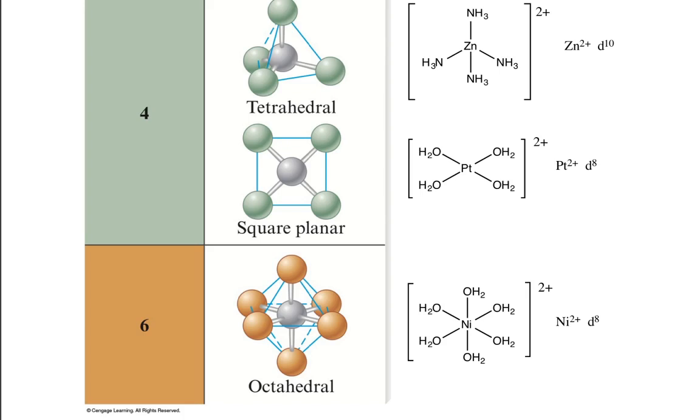And if you look on a periodic table, you will find that when nickel loses those 2 4s electrons, there are 8 3d electrons left over. So it's a d8 ion.